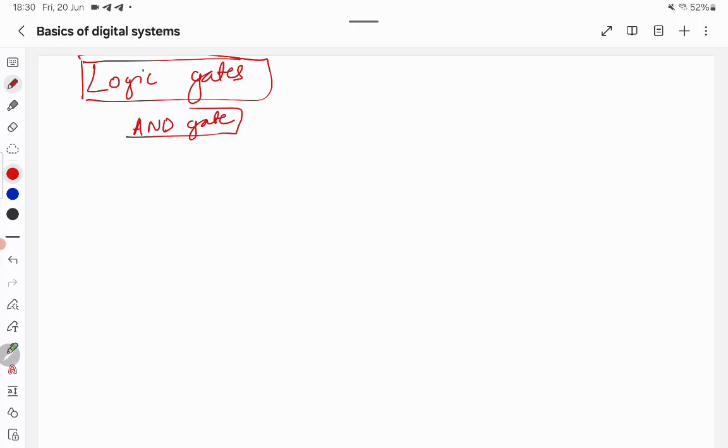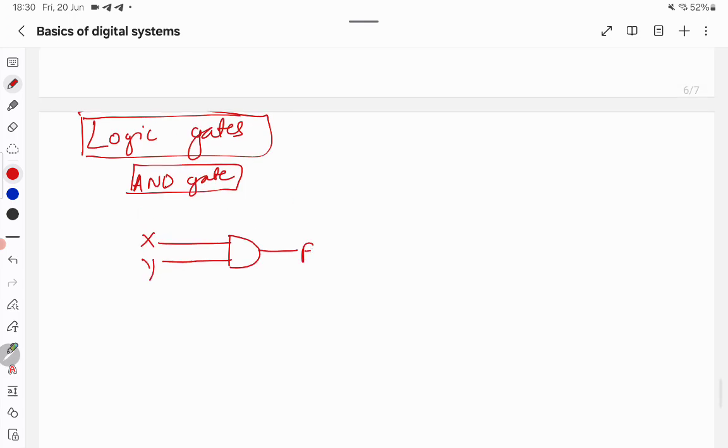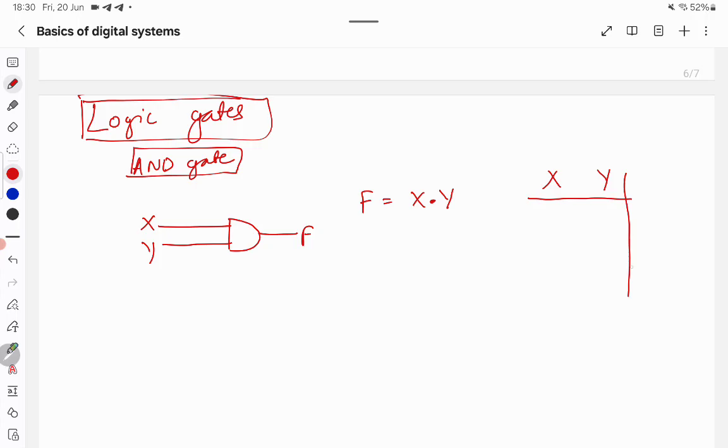So this is the AND gate representation. You have an input X, you have an input Y, and this is your output F. So F can be written as X and Y. The dot symbol is for AND. If you see, the truth table is like this. X and Y are the inputs, and this is the output.